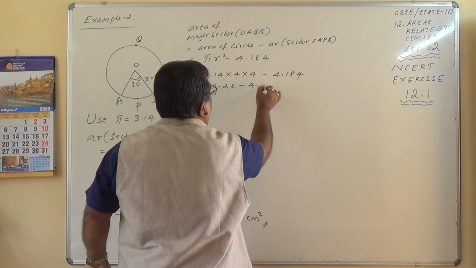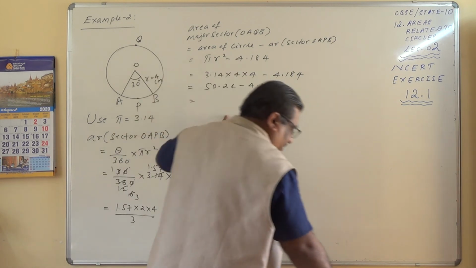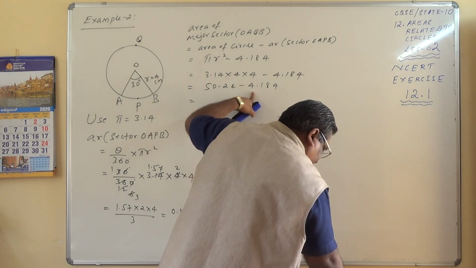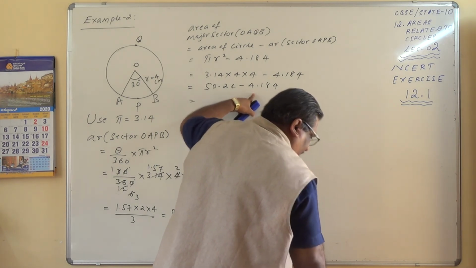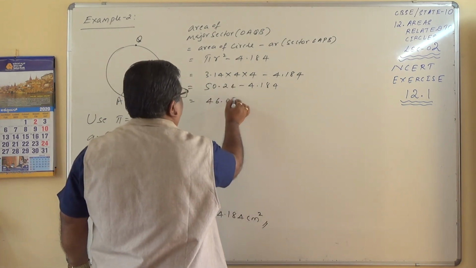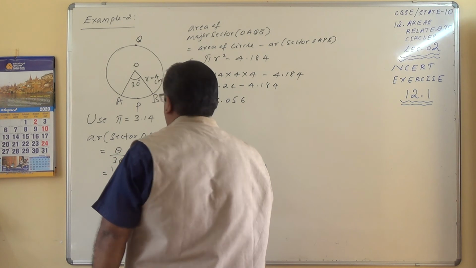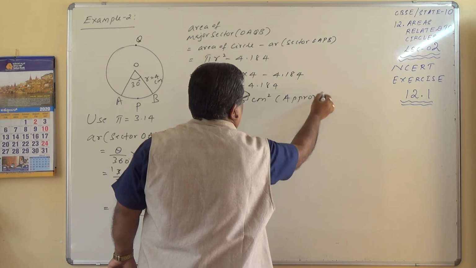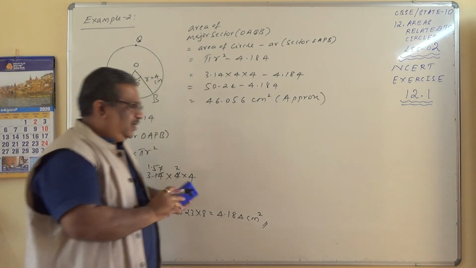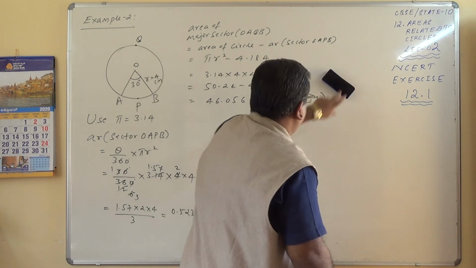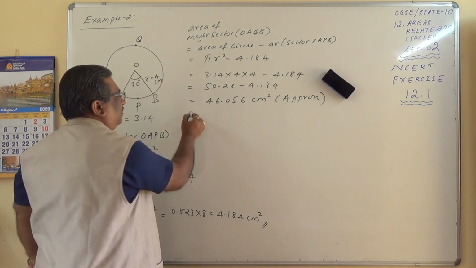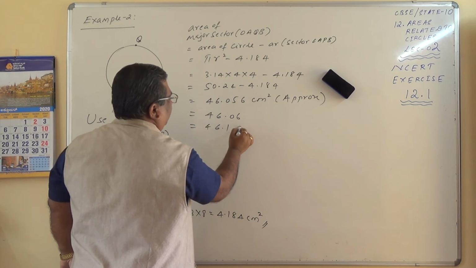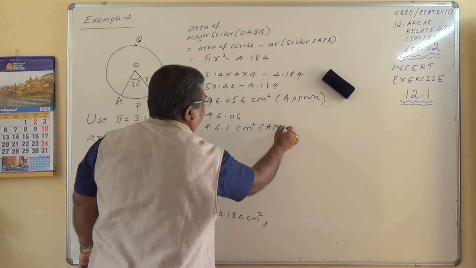50.24 minus 4.184 is equal to around 46.056 square centimeter approximately. So this should be the answer. What is the answer given? 46.1 is the given answer. Of course, you can write 46.06, or once again 46.1 square centimeter approximately.